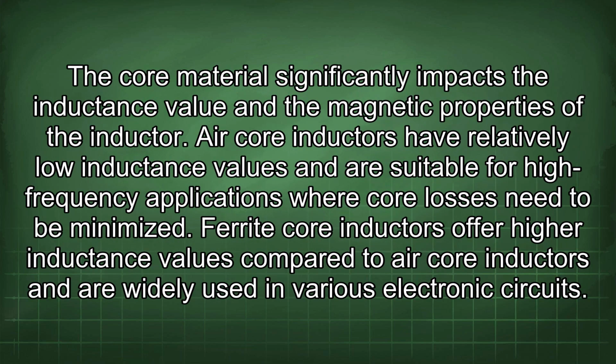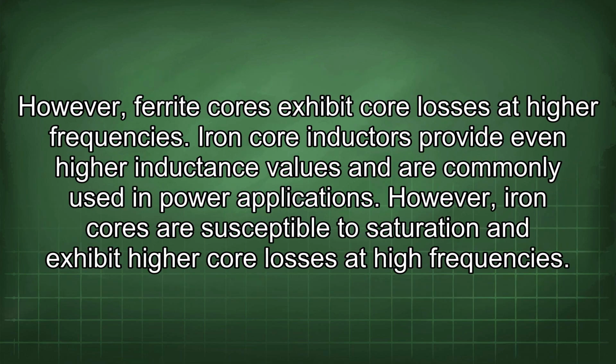The core material significantly impacts the inductance value and the magnetic properties of the inductor. Air core inductors have relatively low inductance values and are suitable for high-frequency applications where core losses need to be minimized. Ferrite core inductors offer higher inductance values compared to air core inductors and are widely used in various electronic circuits. However, ferrite cores exhibit core losses at higher frequencies. Iron core inductors provide even higher inductance values and are commonly used in power applications.